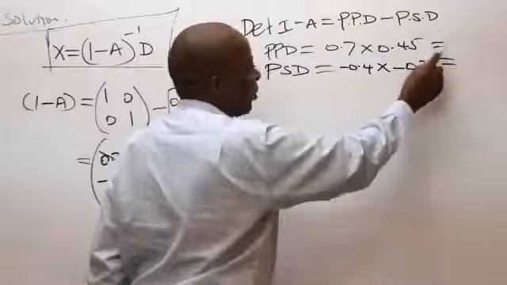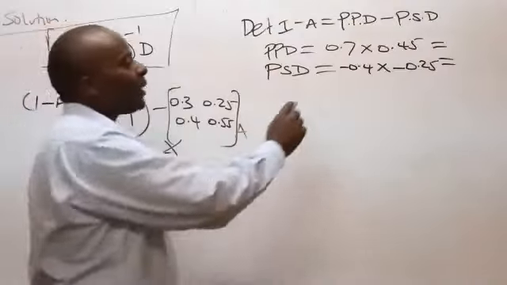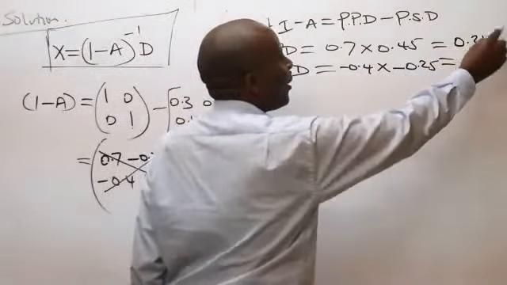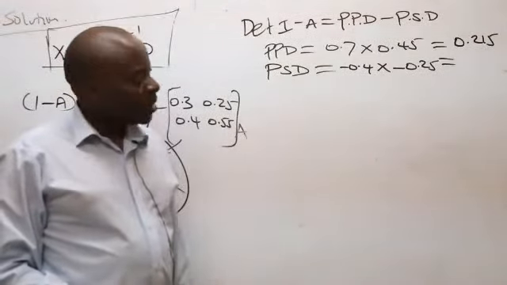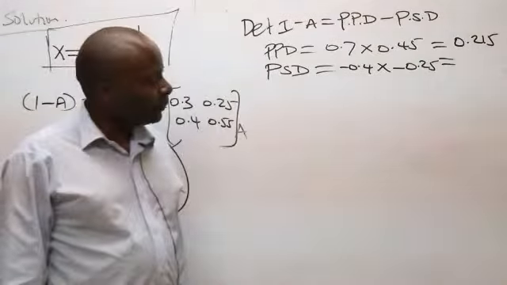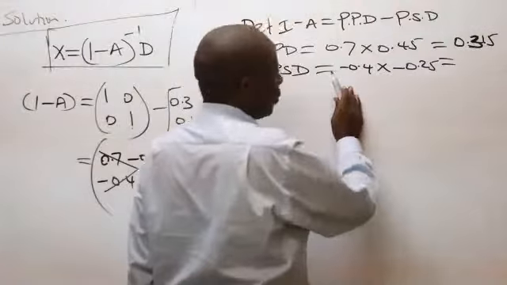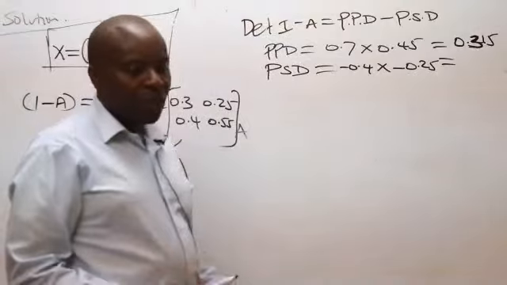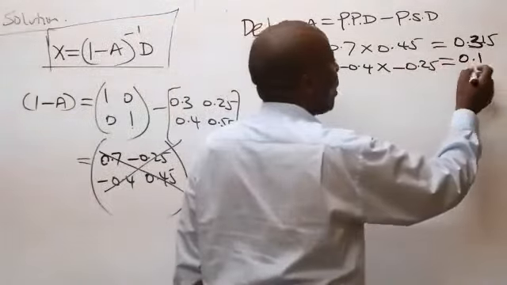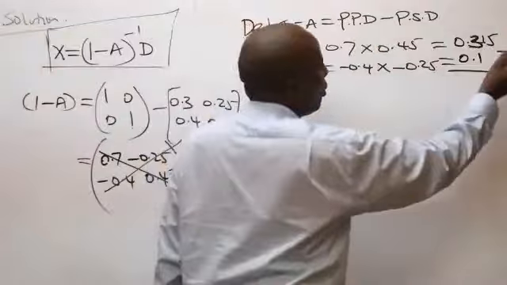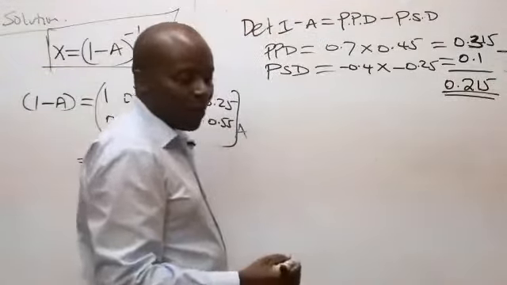Could you kindly give me the product of the primary diagonal? Somebody is telling me it is 0.315. Thank you very much. How about the product of the secondary diagonal? According to Fatma, it is 0.1. So you're supposed to subtract the two. When you subtract the two, you get 0.215.